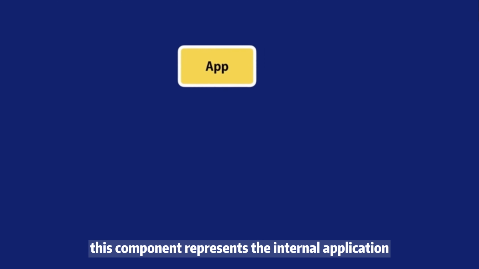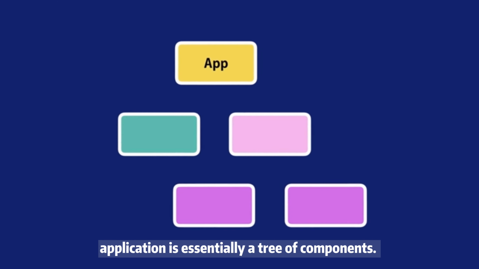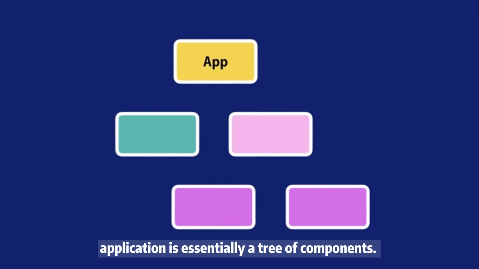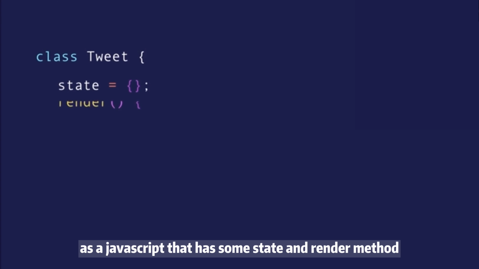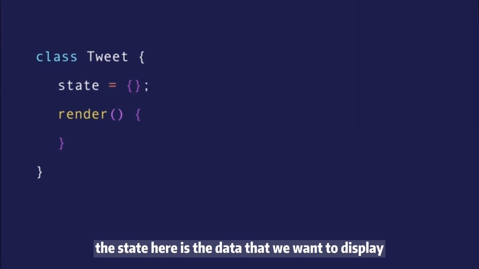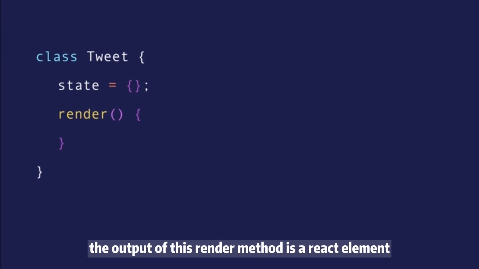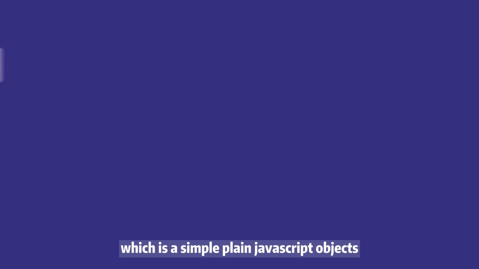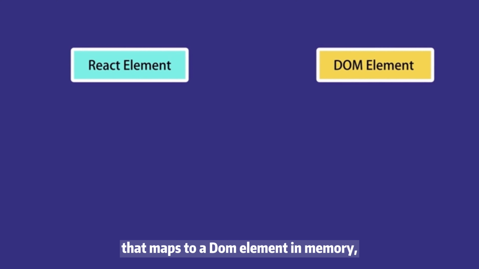This component represents the entire application and contains other child components, so every React application is essentially a tree of components. In terms of implementation, a component is typically implemented as a JavaScript class that has some state and a render method. The state here is the data that we want to display when the component is rendered, and the render method is responsible for describing what the user interface should look like. The output of this render method is a React element, which is a simple plain JavaScript object that maps to a DOM element in memory.